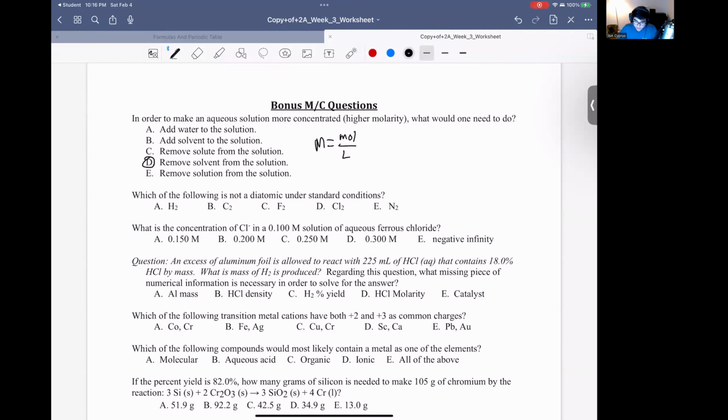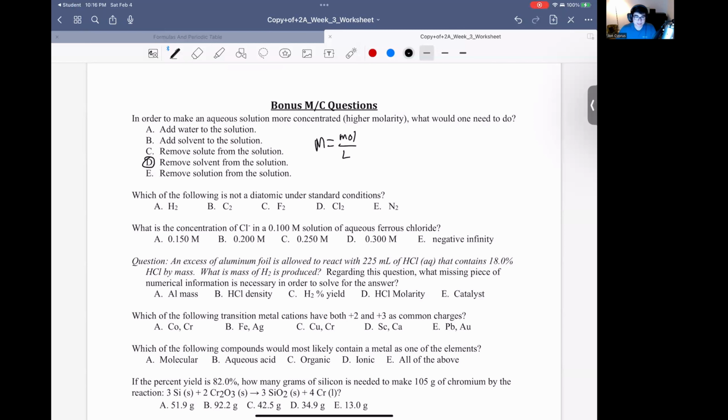Okay, so you remove solvent from the solution, right? If you add water, you're making it less concentrated. If you add solvent, you're making it less concentrated. I guess technically if you add water, if water is the solute, then it becomes more concentrated, but we're assuming that's not the case. So C says remove solute from the solution, and again, makes it less concentrated. You're removing moles of something from the solution.